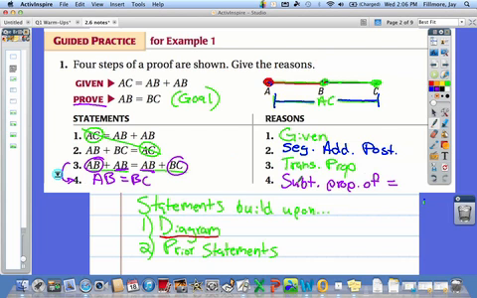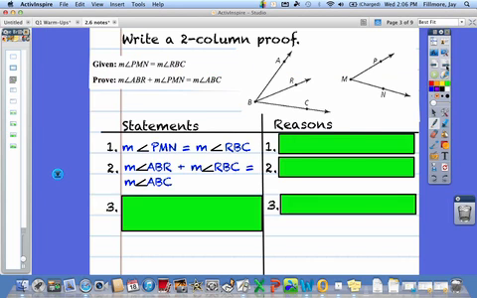Let's try another example of a two-column proof. This one involves angles, so let's look at our given information and what it is that we're asked to prove. We're given that the measure of angle PMN, so this angle over here, is equal to the measure of RBC, which is this here. So those two are equal. I marked the picture just to help me because I'm a visual person and I like to look at the diagram and know what's going on. And we're asked to prove that if we add the measure of angle ABR to the measure of angle PMN, it equals the whole thing, the measure of angle ABC.